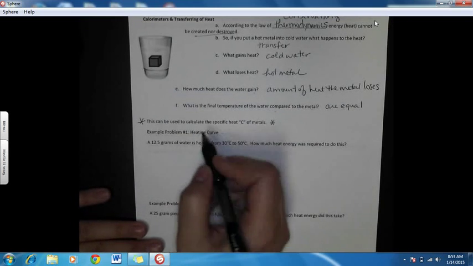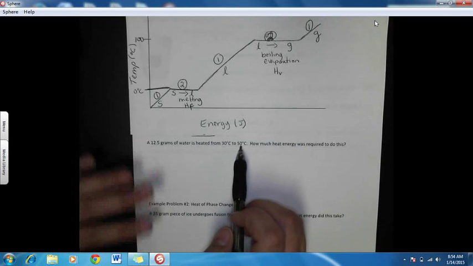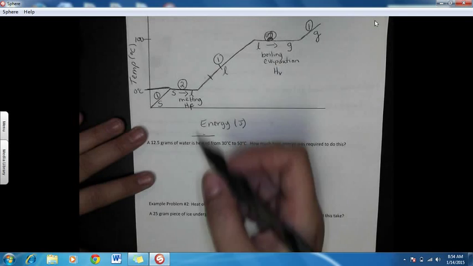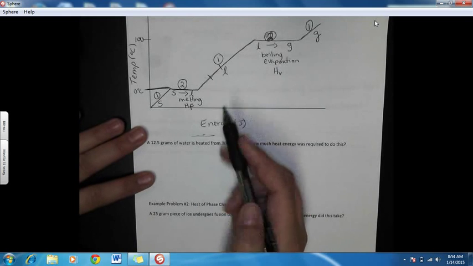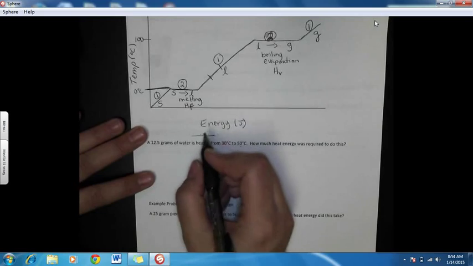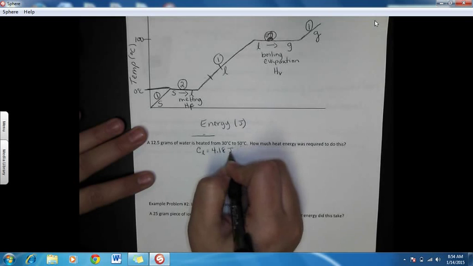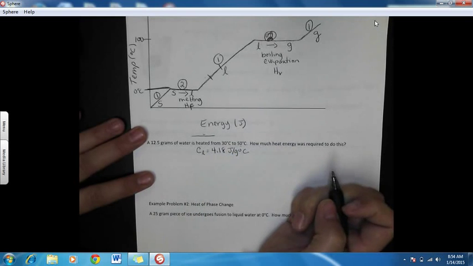First problem is looking at a heating curve. And we were just talking about this curve here on the previous page, right? So in this case, we have 12.5 grams of water. We're heating it from 30 degrees to 50 degrees. So where would that be on our little graph? So it'd be right around from here, let's say to about there, right? Alright, so how much heat would be required to do that? Well, what state of matter is the water in at this point? It's a liquid, right? So we're going to need the specific heat for liquid water. So we find that on our reference table is 4.18 joules per gram degree Celsius.